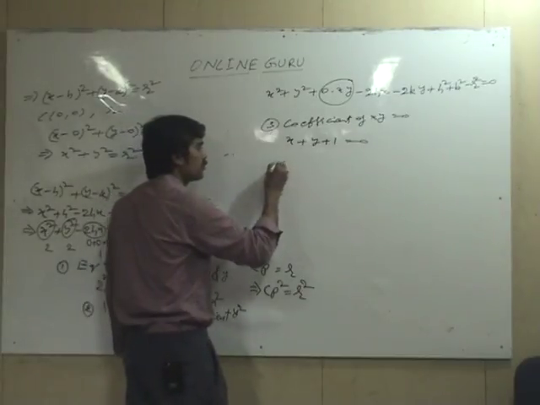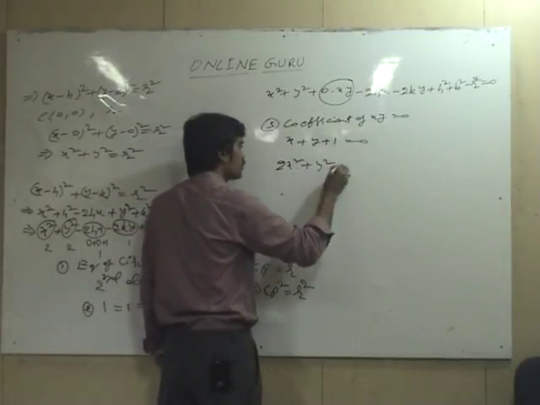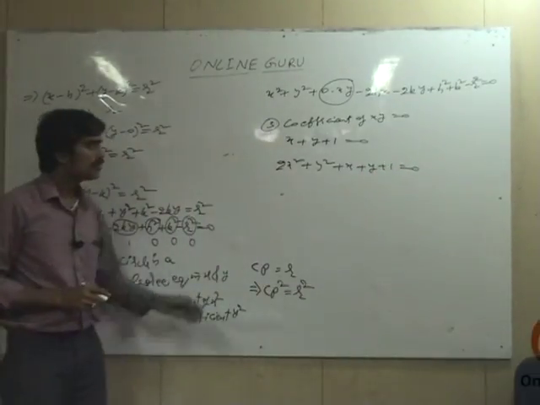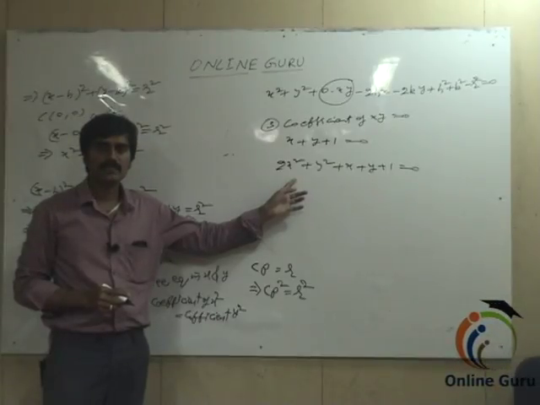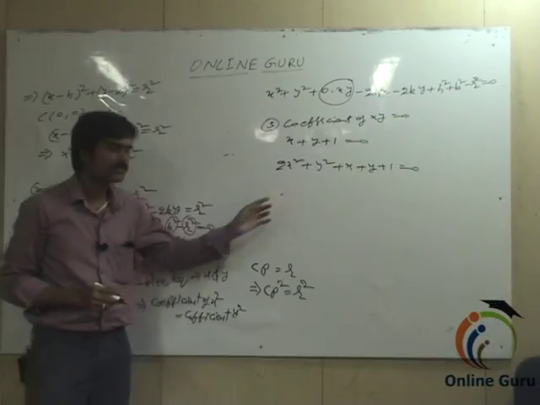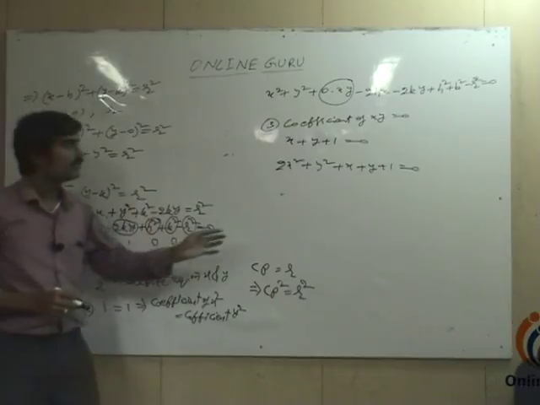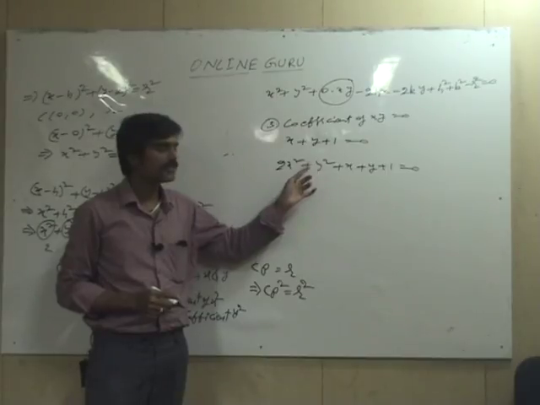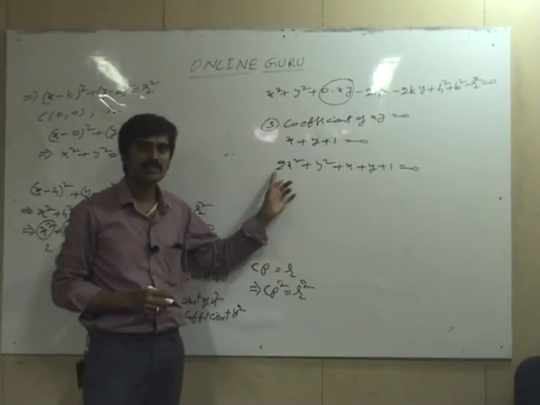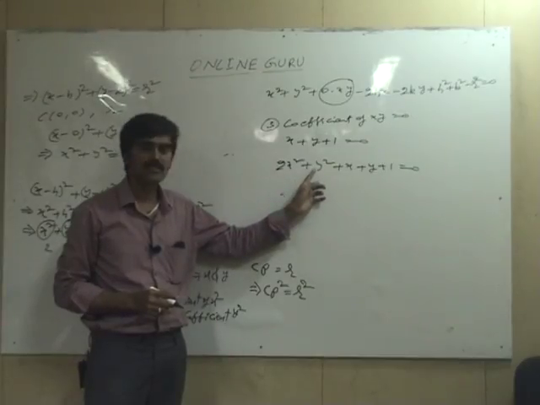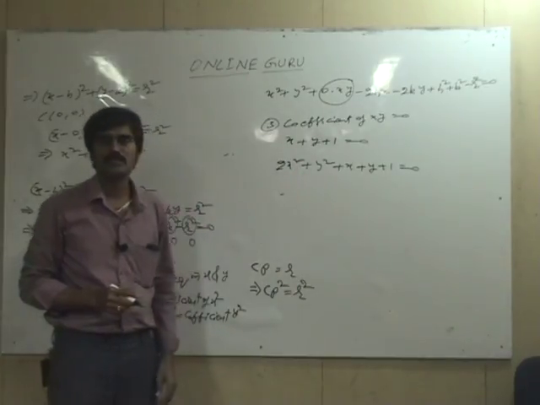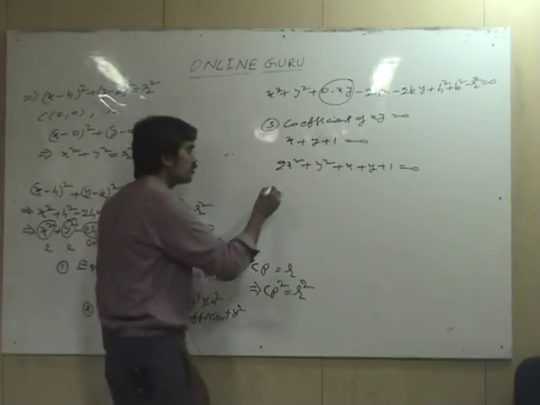Take one more example. 2x square plus y square plus x plus y plus 1 equal to 0. You have to decide, is this the equation of a circle or not? For that you have to verify again these three properties. It is a second degree equation in x and y, first property is satisfied. But here the coefficient of x square is 2 and the coefficient of y square is 1. Coefficient of x square is not equal to coefficient of y square, that's why it is not the equation of a circle.